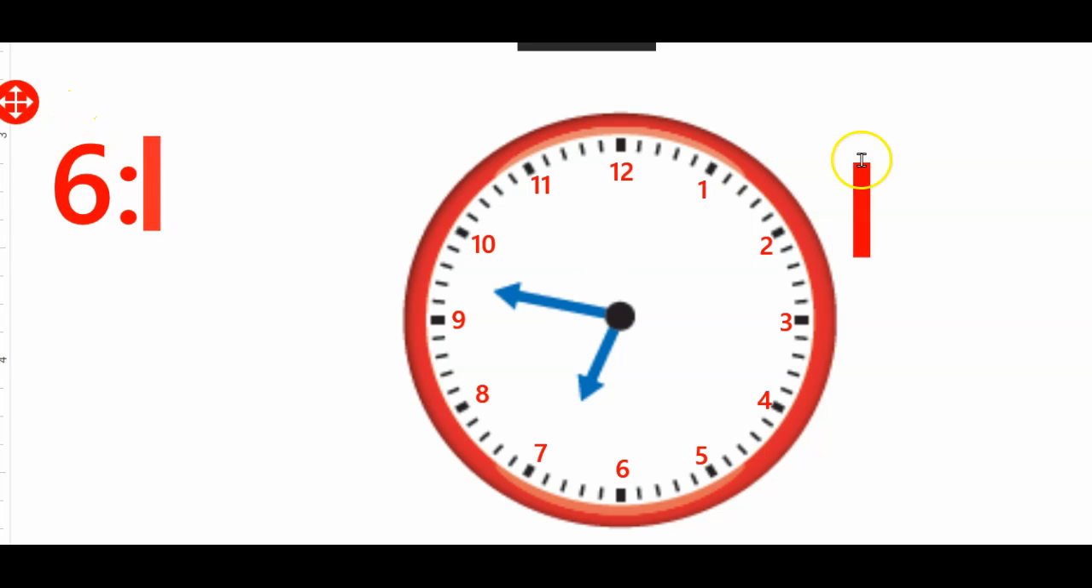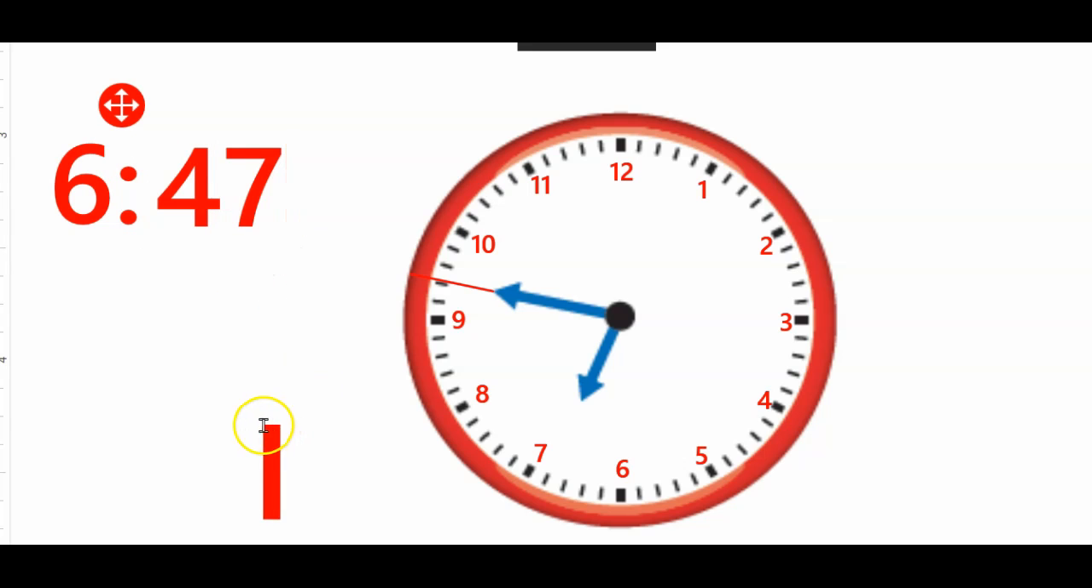Okay? So then, here's the minute hand. And it's 2 minutes after 9, right? And we know how many minutes it is when the minute hand is pointing to 9. How many minutes is that? 45. 45 plus 2 more? 47. Okay, so what time does the clock show? 6:47. Excellent.